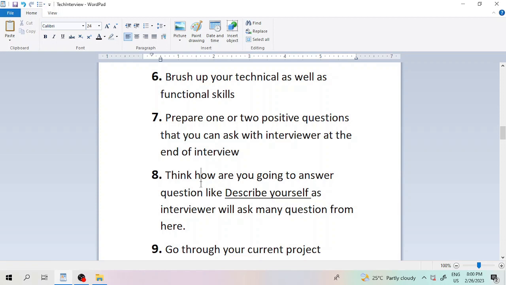Okay, because in describe yourself you will describe your past experiences, your technologies, your skills, your projects, your current projects that you have done. So you will mention all these things, your roles and responsibilities. From whatever you mention as part of the answer, the interviewer is going to ask multiple questions. He may ask questions about your roles and responsibilities. He may ask questions about your current projects.